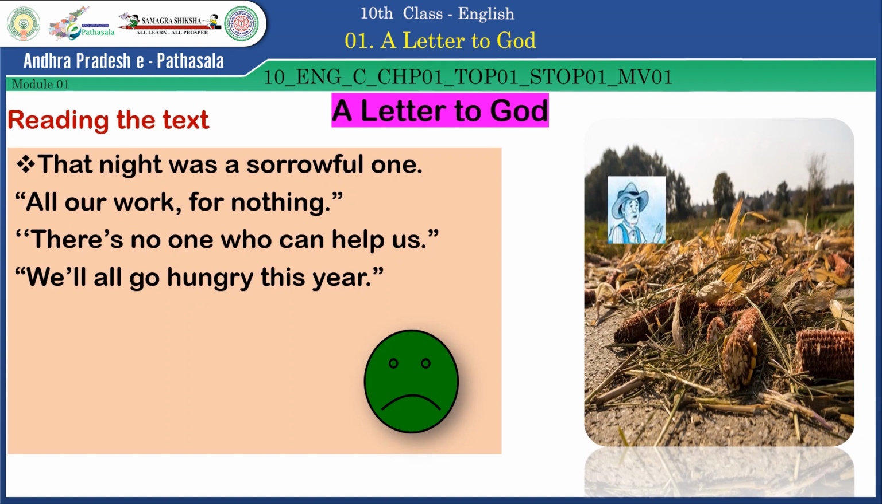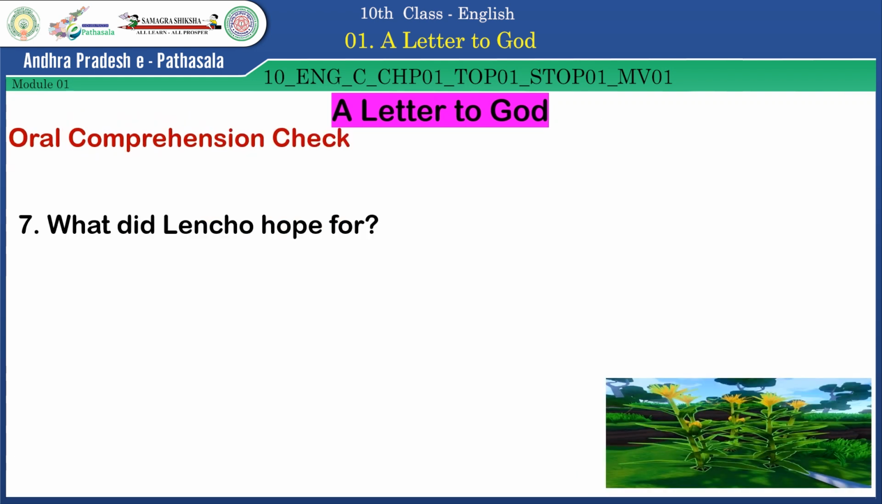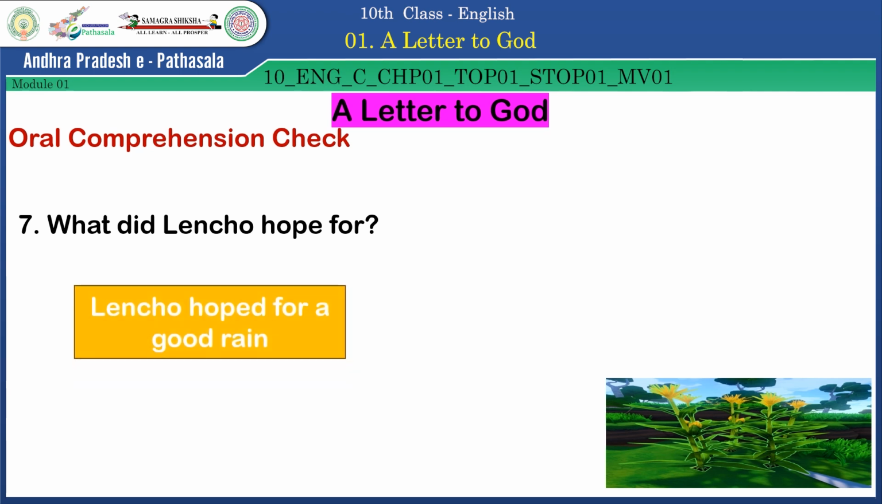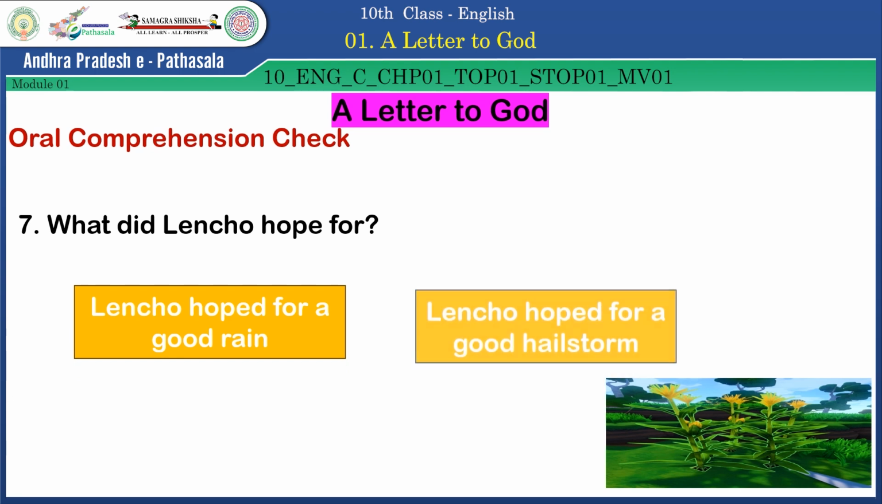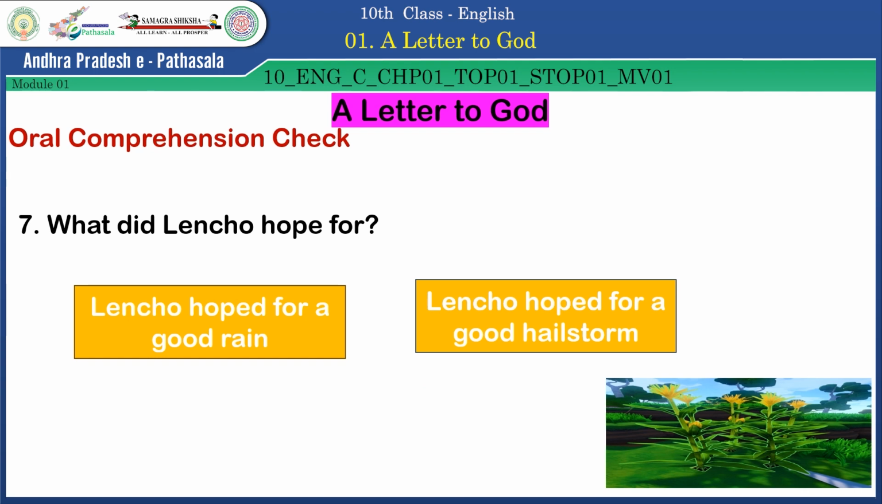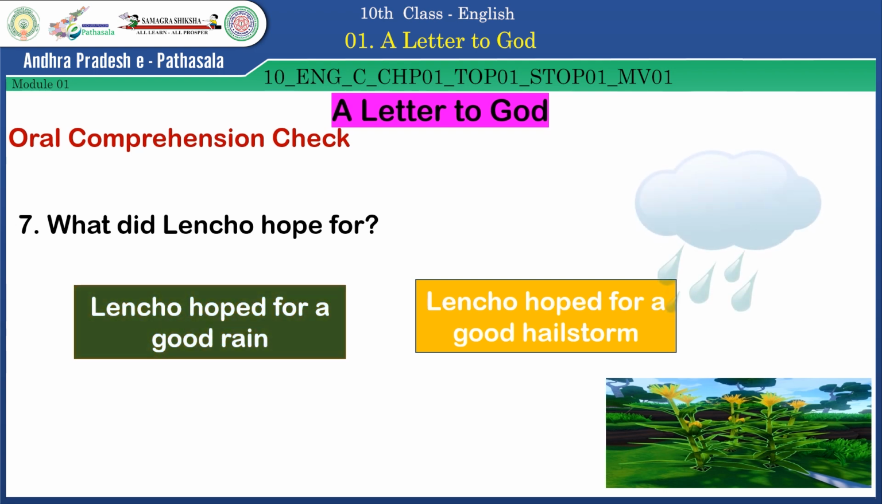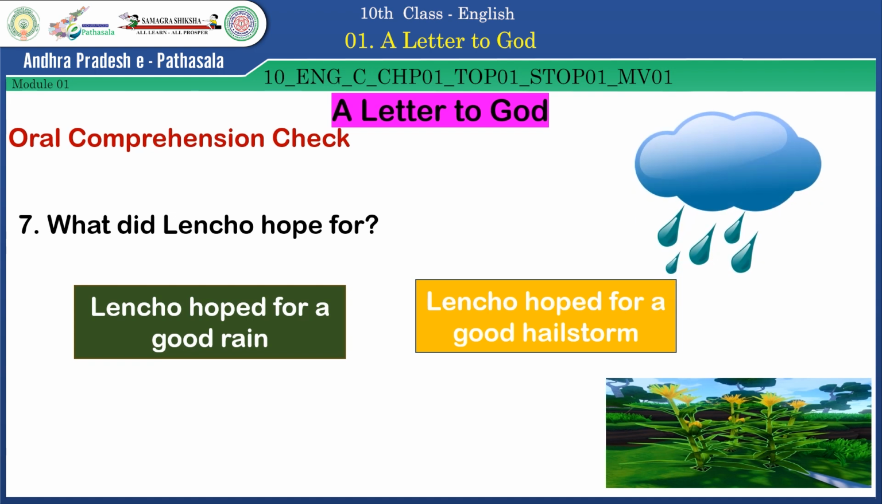Now we will have oral comprehension check questions. What did Lencho hope for? The options given are: Lencho hoped for a good rain. Lencho hoped for a good hailstorm. What's the right option? Yes, you're right. Lencho hoped for a good rain, not for a good hailstorm. Yes, you're right. Here is a cup for you.